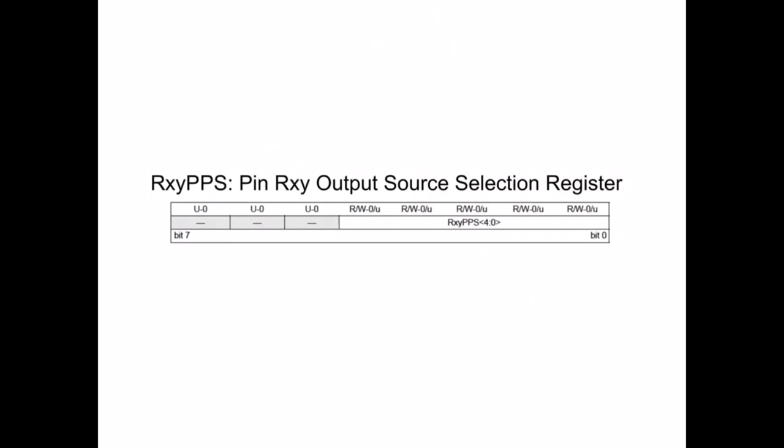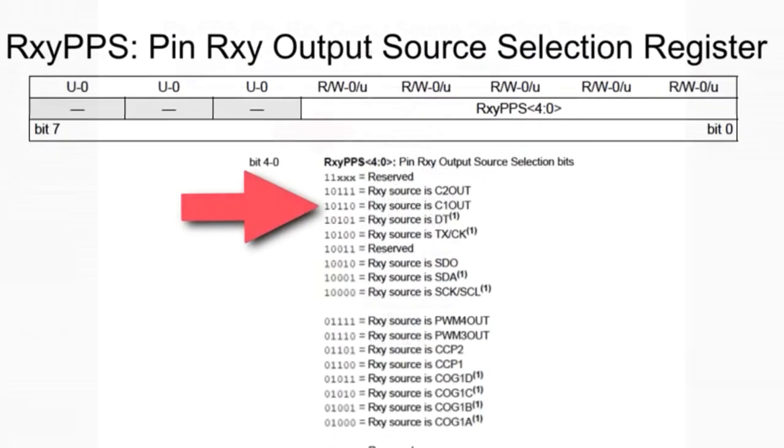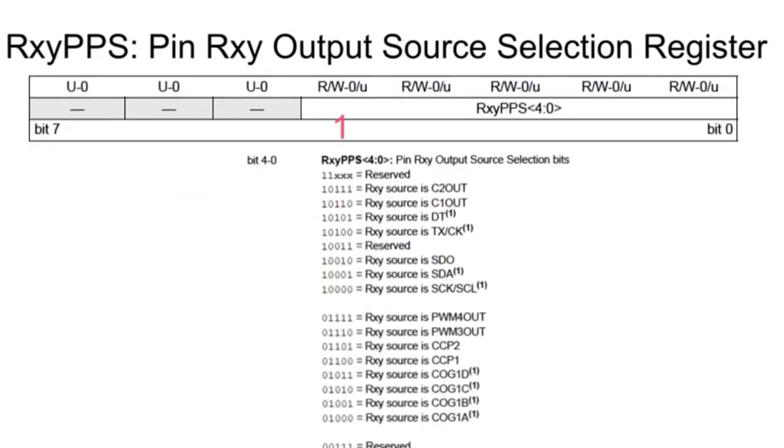The output connections use an output source selection register for each I/O pin. In the case of the output, each peripheral output is assigned a 5-digit code, and that code is input into the register. For example, for C1 out, we would enter 10110.